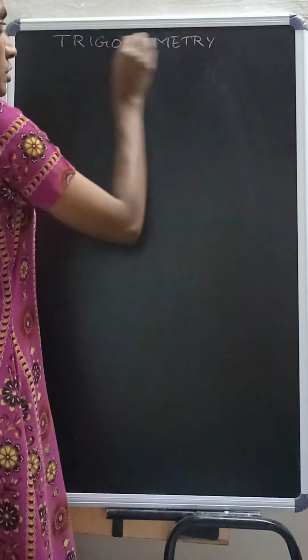Now we will see progress check in page number 247, trigonometry. So we have already seen 17 examples and now we will see progress check.